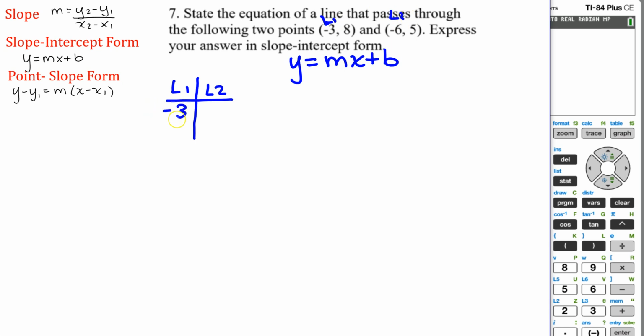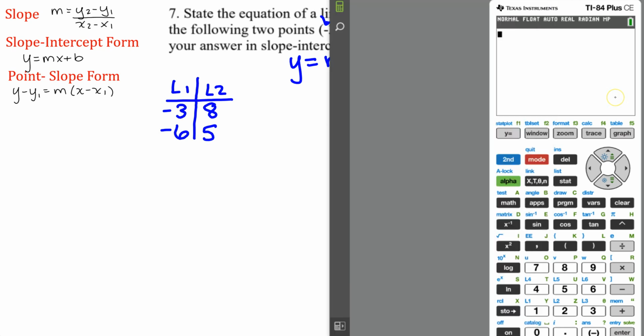So -3 and -6, and your L2 is your corresponding y value. So when x is -3, the y value is 8. When x is -6, the y value is 5. So once I have my 2 points, I'm going to the calculator.